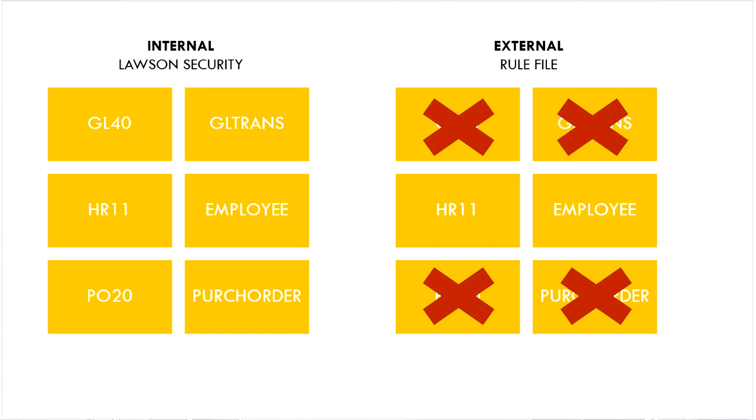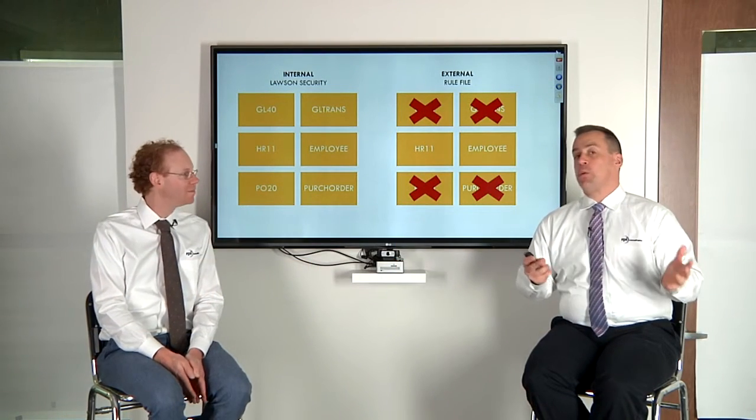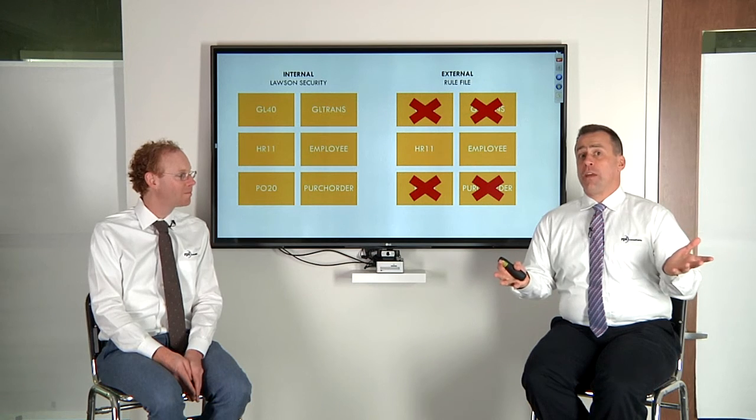So when I'm inside, you can see that I have all of these options. I have my GL40 and I have my PO20. I'm a finance user. But I also have access to HR11 because I'm allowed to update my address through employee self-service. Your Lawson security is configured properly, so that I can do everything in finance and I can only update my own record within HR.